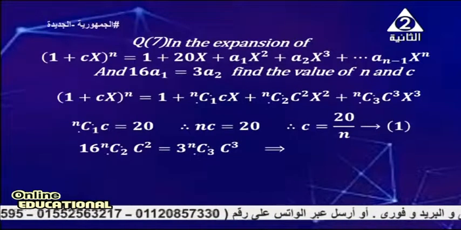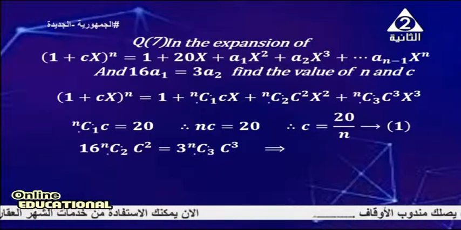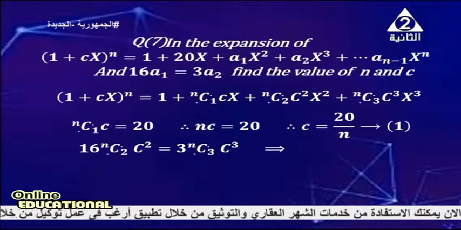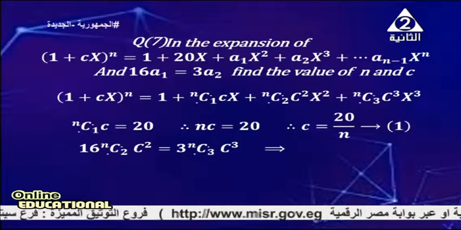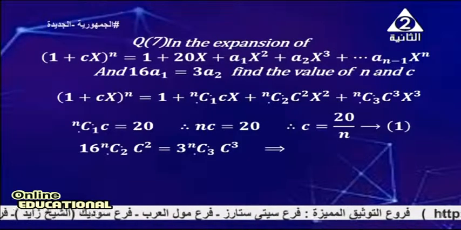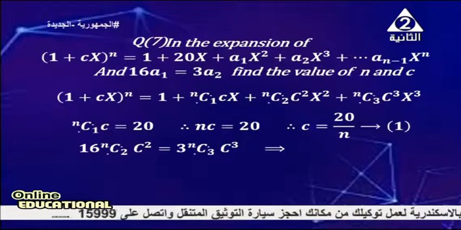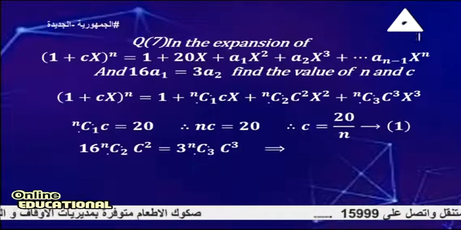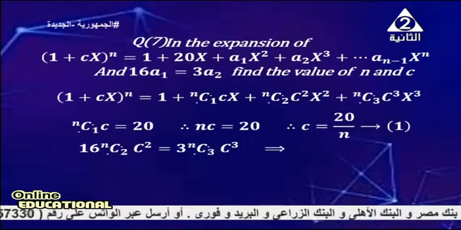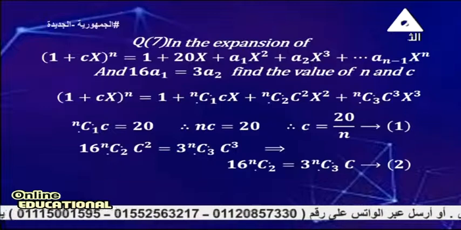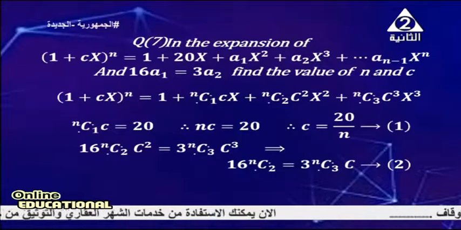The second equation: 16 a1 equals 3 a2. Look at a1 and a2 in the expansion from the given and the expansion from solving. We deduce that 16 nC2 c squared equals 3 nC3 c cubed. Therefore, we deduce that 16 nC2 equals 3 nC3 c. This is equation number 2.